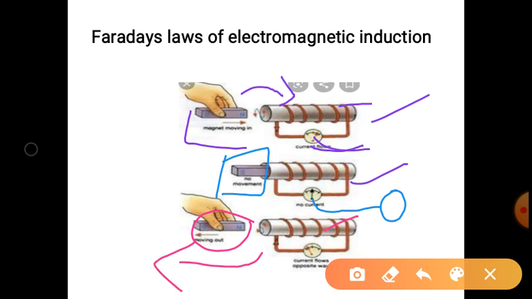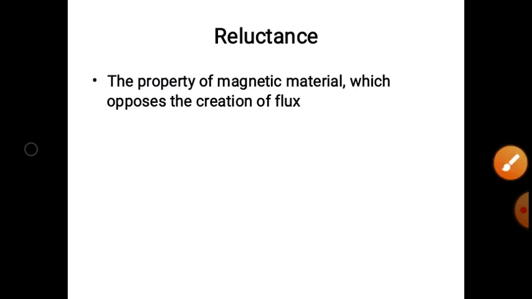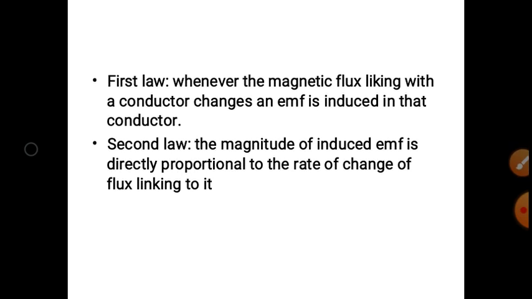So the direction of that galvanometer is opposite to the direction of the galvanometer as in the first diagram. By this experiment, we can conclude that whenever there is movement of the magnetic flux or the magnet, an induced EMF will be generated in the coil. This is given by Faraday's laws. So we'll move to Faraday's laws of electromagnetic induction.